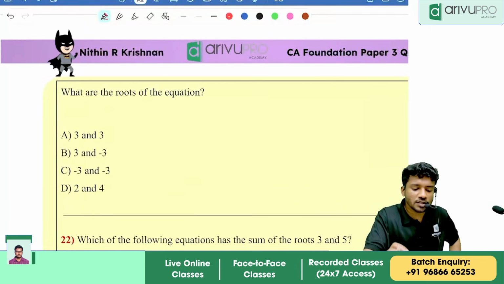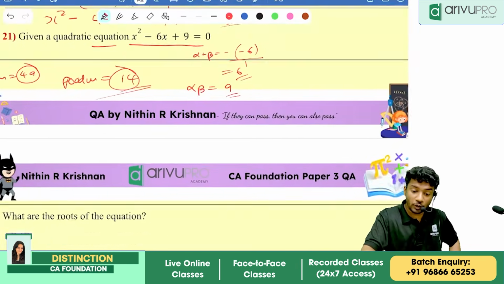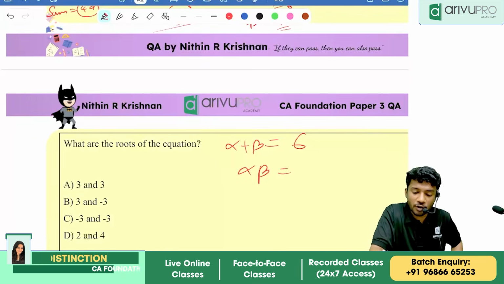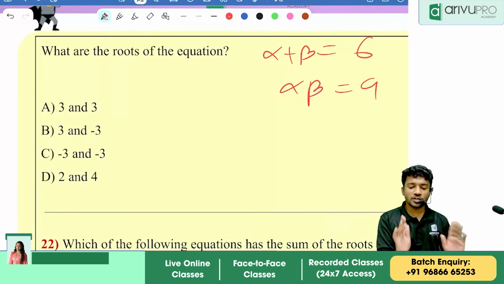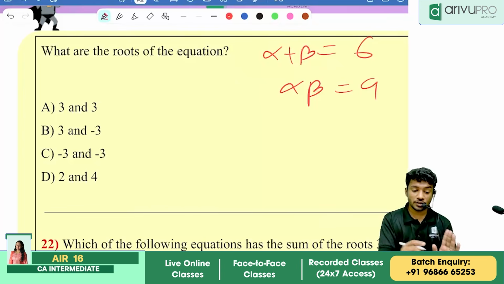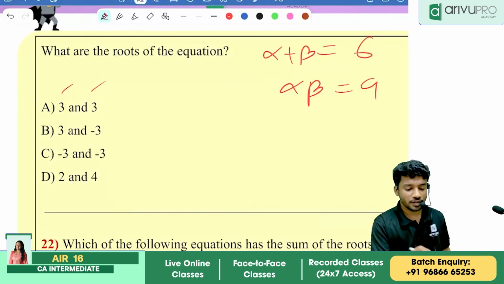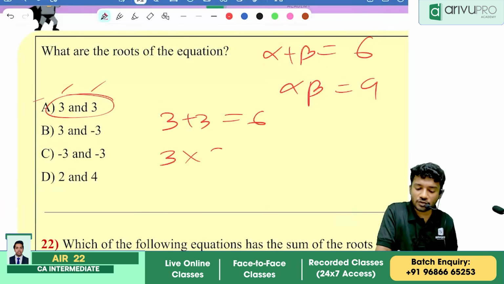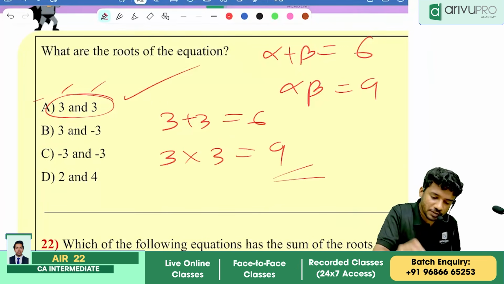Now the question is, the roots are what and what? Look at the question, people. We have alpha plus beta is equal to how much? 6. Alpha beta is equal to how much? 9. You tell me which two roots will give you sum is equal to 6 and product is equal to 9. Option A, 3 plus 3 is equal to how much? 6. 3 into 3 is equal to how much? 9. Option A is the answer.